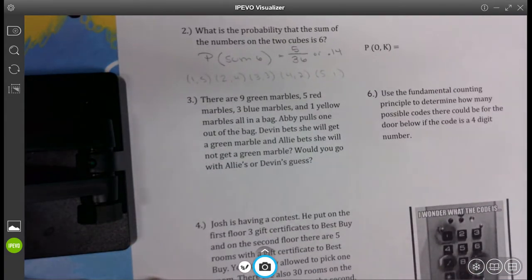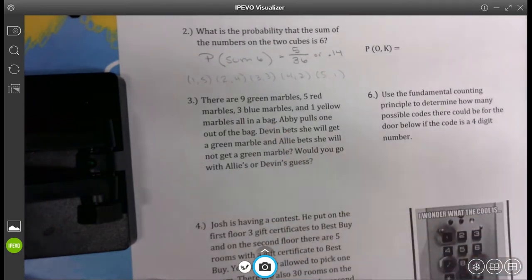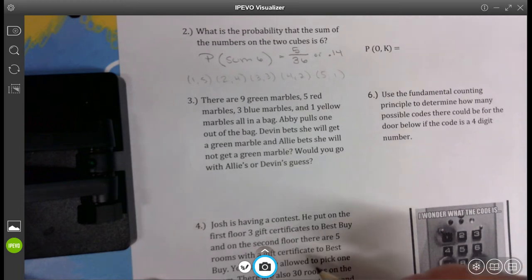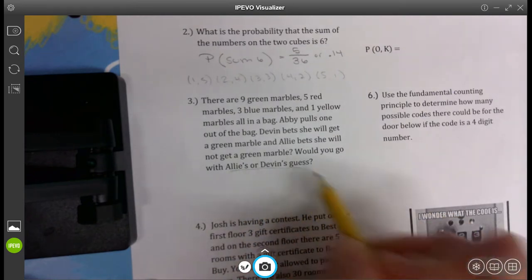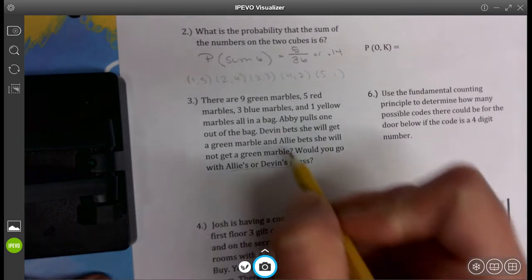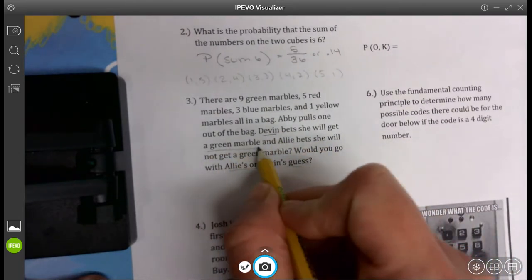Okay, there are 9 green marbles, 5 red marbles, 3 blue marbles, and 1 yellow marble. Abby pulls one out of the bag. Devin bets she will get a green marble, and Allie bets she will get not a green marble. Who would you go with, Allie's or Devin's guess? So there's theoretical probability, which Devin said she's going to get a green marble.